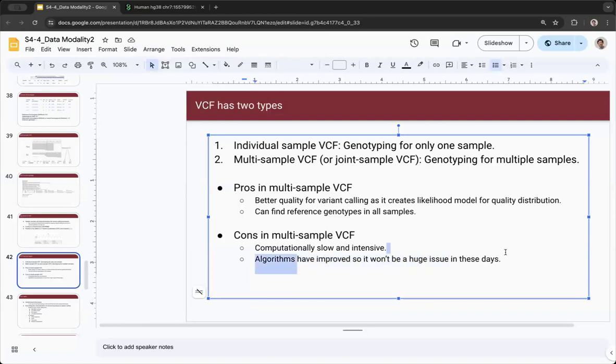So that's why I say this is an old problem. In your days, if you go to a company or whatever research institute, you're going to use the multi-sample VCF. That's going to be the standard.